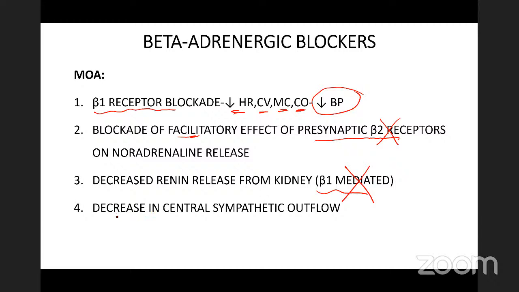And it also decreases the central sympathetic flow, by blocking the beta receptors located in the brain. These are the mechanisms by which it reduces the BP. The four important mechanisms by which beta blockers reduce the blood pressure. So these are the classification we have discussed in previous classes.